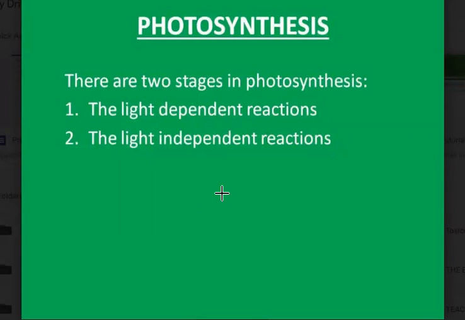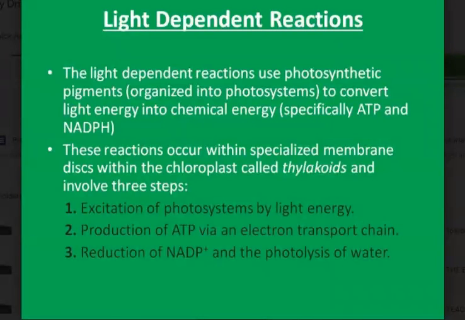So photosynthesis occurs in two stages. One, we have what's called the light-dependent reactions. And two, you have the light-independent reactions. So light dependent and light independent. One needs light and the other does not need light. So let's begin by looking at the light-dependent reactions.